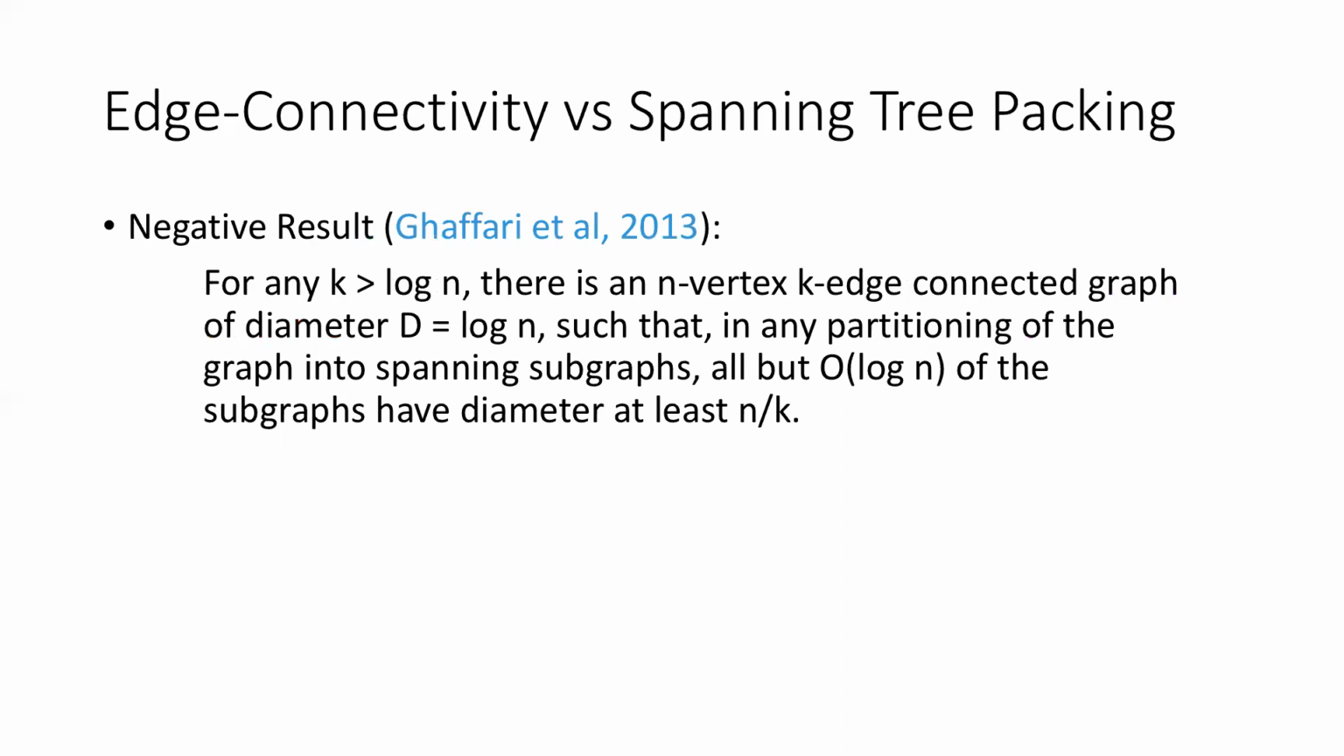So for now, it is still unclear how to compute a tree packing whose diameter is sublinear in the number of vertices in the graph, even if the input graph has small diameter. And all we have is a negative result shown by Ghaffari et al.